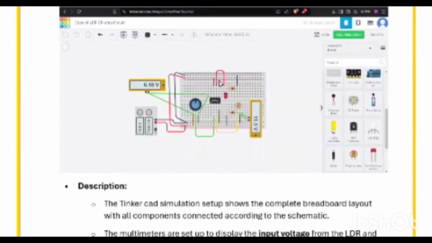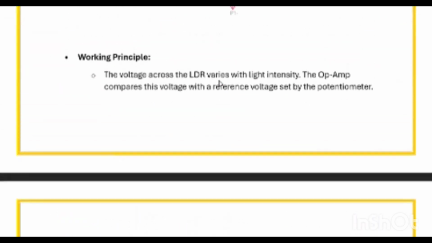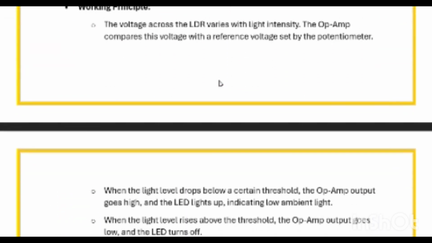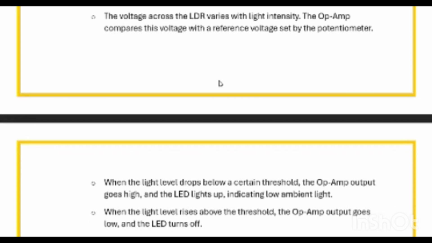Circuit operation: discuss the relationship between light levels and the LDR resistance. In low light, the LDR resistance is high, leading to higher voltage at the non-inverting terminal. Conversely, in bright light, the resistance drops, reducing the voltage.